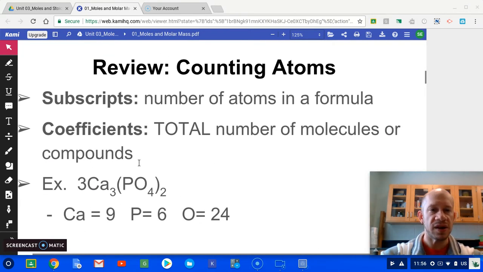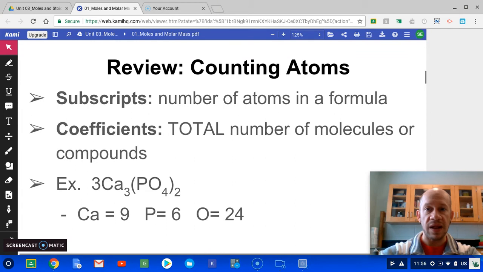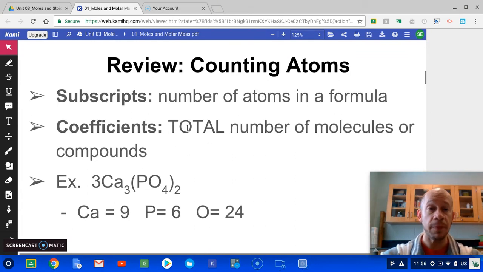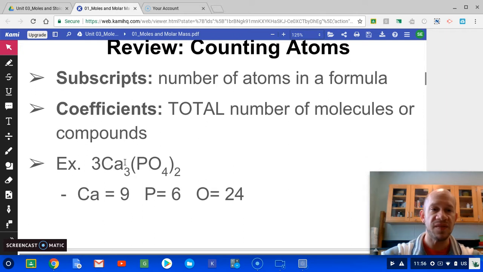Recall that the subscripts are the number of atoms in a formula. Coefficients are the total number of molecules of that compound. For example, when I have this chemical formula written with the 3 in front, the little numbers below are the subscripts, and they refer only to the element that they are behind. The number in front, the large coefficient, refers to everything after it.